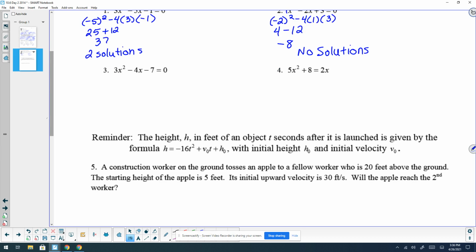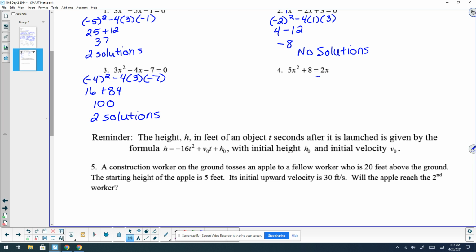And 3, my b value is negative 4, so negative 4 squared minus 4 times 3 times negative 7. This would be 16. Negative 4 times 3 is negative 12. Negative 12 times negative 7 gets me 84. So this is 16 plus 84, which is 100. So I have two solutions.